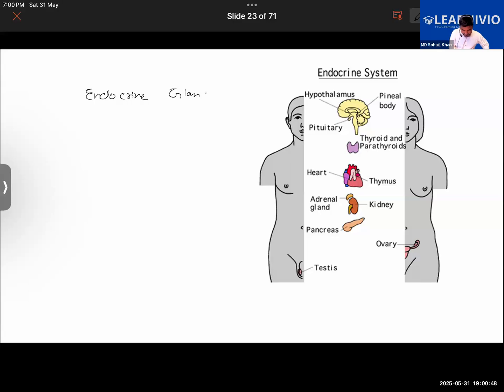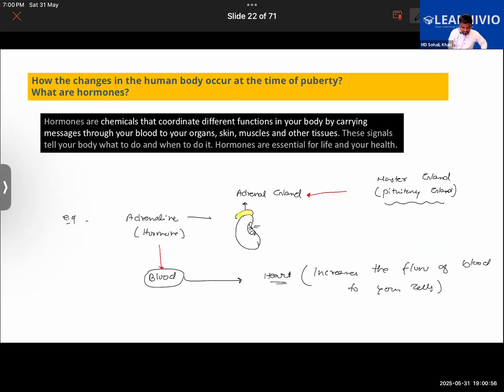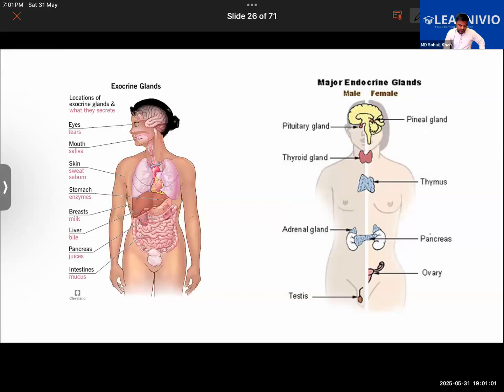So endocrine glands produce hormones. Although there are two types of glands in our body. If you were to look at this image here, see, there are two types of glands in our body. One is called the exocrine gland, another is the endocrine gland. Let me give you a little difference between the two. You might also be able to guess it.